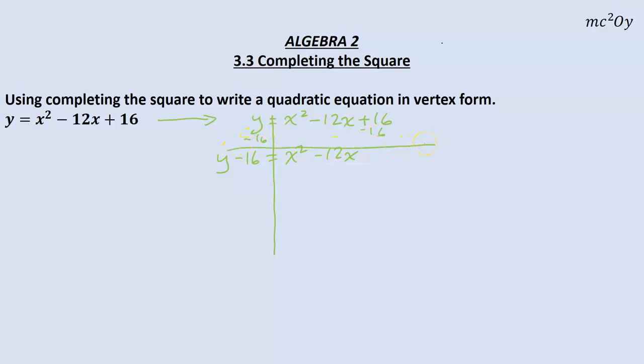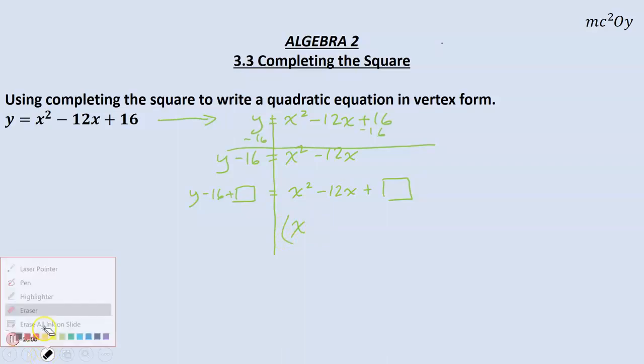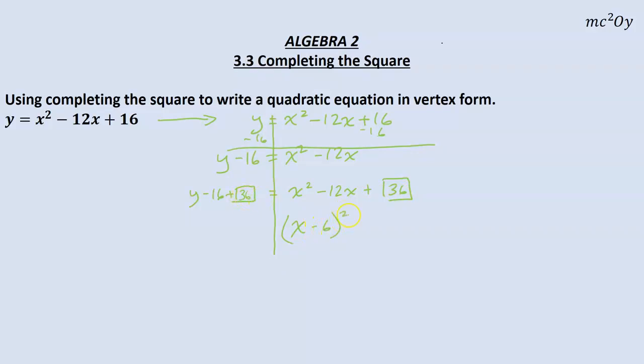From there, I can ask myself, if I have y minus 16 equaling x squared minus 12x, what do I need to add to that 12x to make a perfect square? I'll have to add the same thing over here. Really, it is half of that 12 again, which is 6, and squaring that is 36. So we'll add 36 to both sides, and that gives us x minus 6 quantity squared.